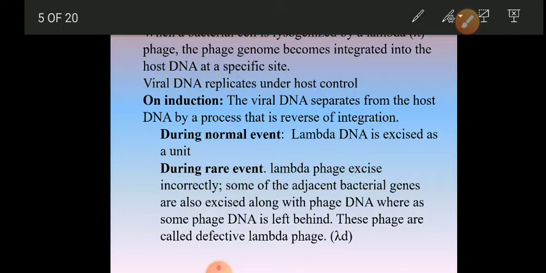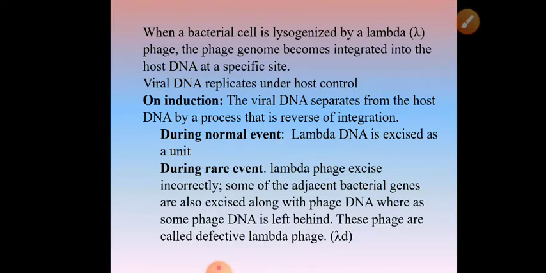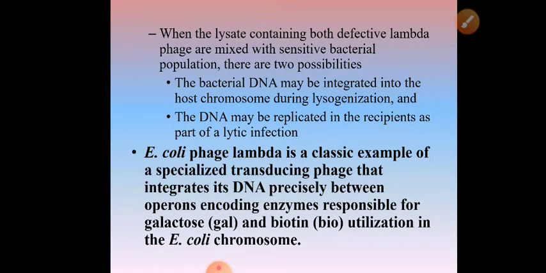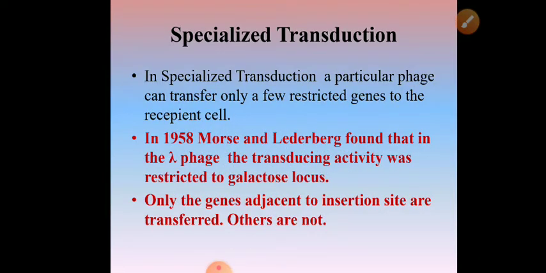So why specialized transduction? Because every time defective phages are formed, they will have either the galactose gene or the biotin gene. So they can transfer the galactose gene from donor bacteria to recipient bacteria and no other gene. So the name specialized transduction. E. coli phage lambda is a classic example of specialized transduction that integrates its DNA precisely between operons encoding enzymes responsible for galactose and biotin utilization. So it integrates itself between the galactose gene and the biotin gene.